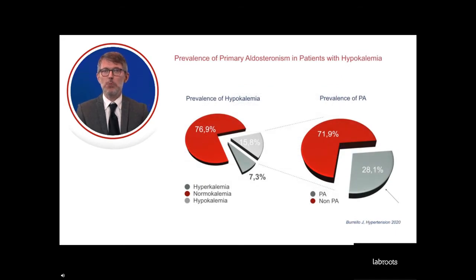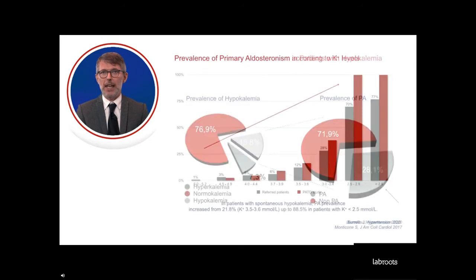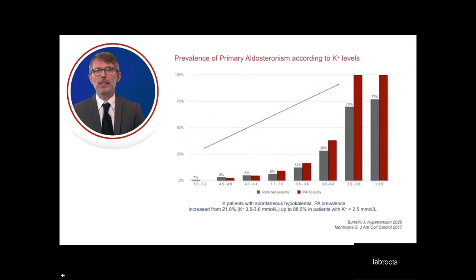We underline the importance of studying patients with hypokalemia because we can see that when hypokalemia is present together with hypertension, the prevalence of primary aldosteronism is almost 30%. It becomes more and more important when the potassium is lower. You can see here that when potassium levels are below 3 milliequivalents per liter, the prevalence of primary aldosteronism is between 70 and 100%. So we should absolutely screen all of these patients.